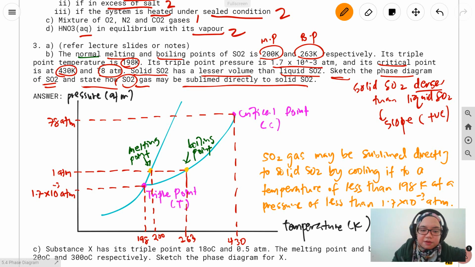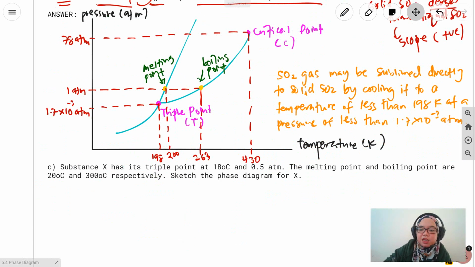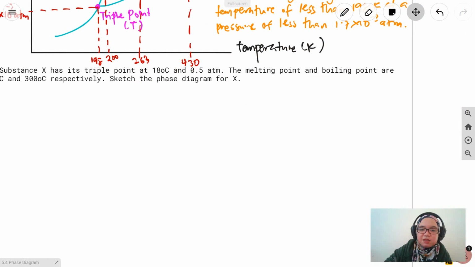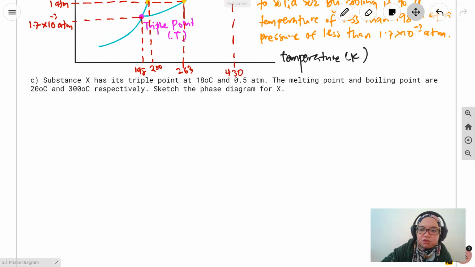Okay. Kalau dia temperature less than 198 dan kalau pressure dia less than 1.7 times 10 negative 3 atm, dia boleh sublime daripada solid to gas and gas to solid. Okay, directly without pergi kepada liquid. Okay. So, kita dah jawab soalan nombor 3B. Okay, sekarang kita nak jawab soalan nombor 3C. Okay, if we look at question number 3C, lebih kurang je macam soalan tadi tu.